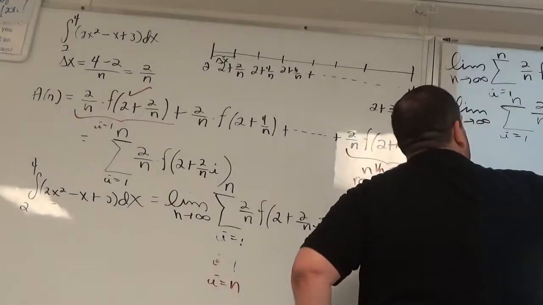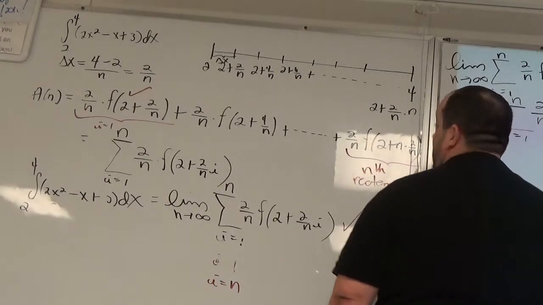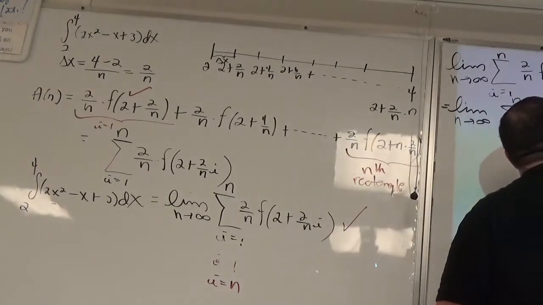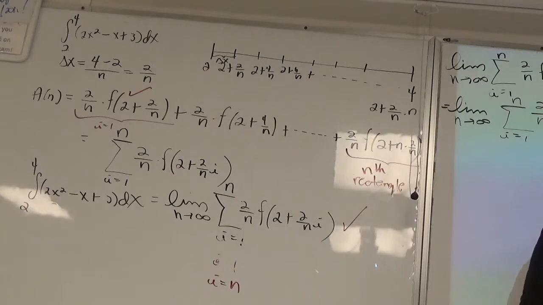So what do I need to do? I need 2 times (2 plus 2 over n times i) squared, minus (2 plus 2 over n times i), plus 3.